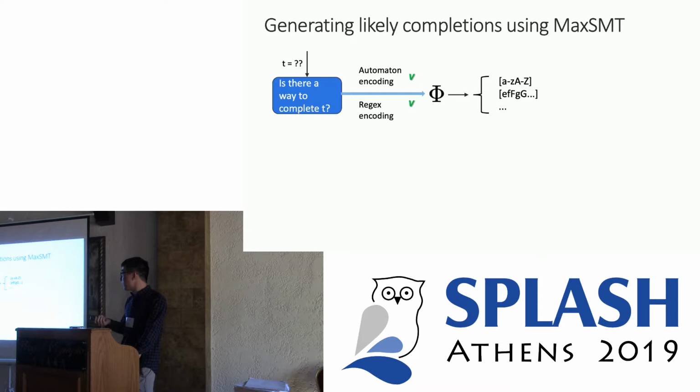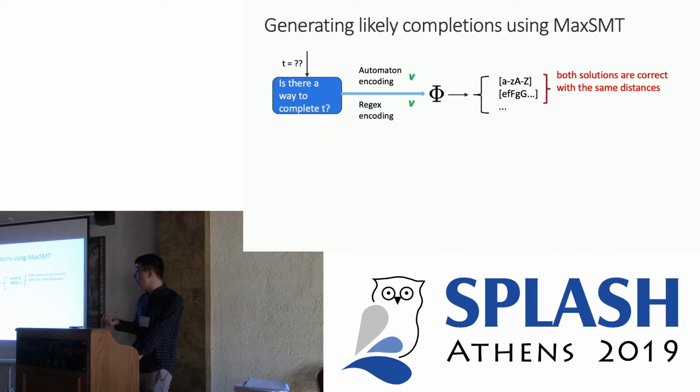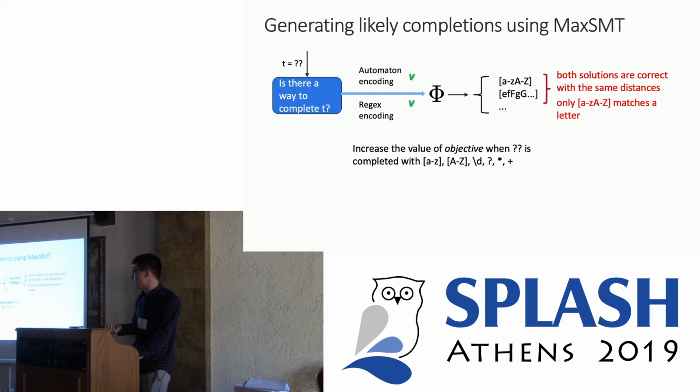Now we finished both SMT encodings, and still we could have multiple solutions. In this case, both solutions are correct and they have the same distance to the input. But the first one is more preferable because it could match any letters instead of some random characters. And in general, constructs like letters, numbers, etc. are frequently used in regular expressions, so we will prefer such constructs.